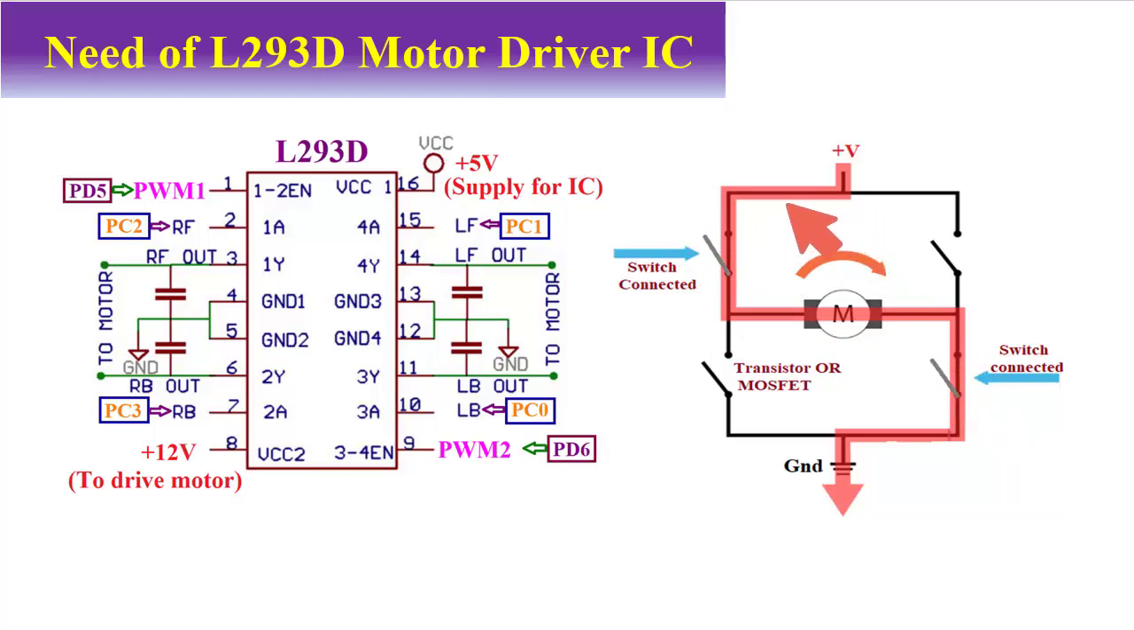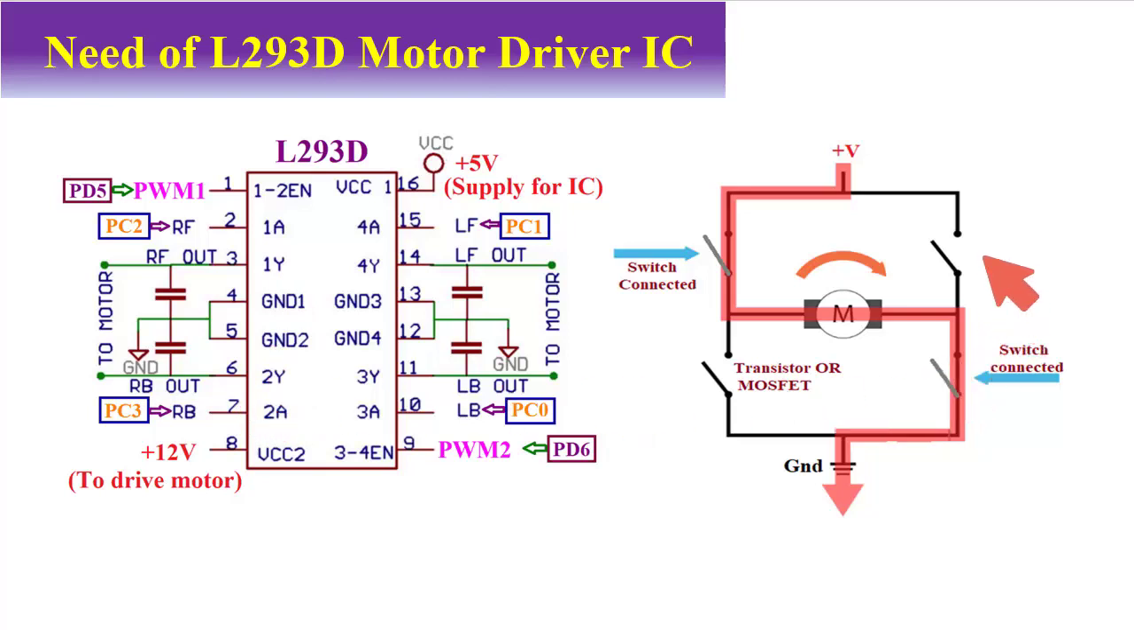The current will flow from the left direction to the motor to the right direction and ultimately it will reach the ground. Now when the situation is just reversed, meaning terminal 3 is logic 0 and terminal 6 is logic 1, what will happen?